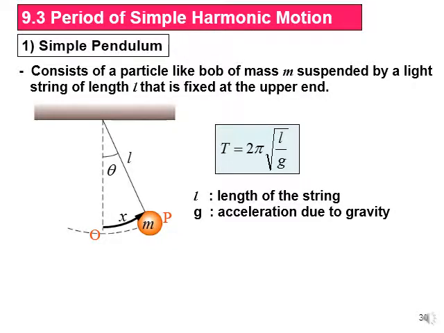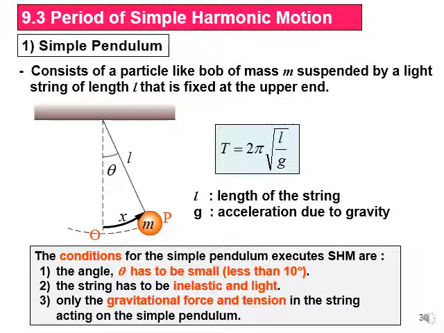The conditions for the simple pendulum to execute simple harmonic motion are, the first one, the angle theta has to be small or less than 10 degrees. The second one, the string has to be inelastic and light. The third one, only the gravitational force and tension in the string act on the simple pendulum.